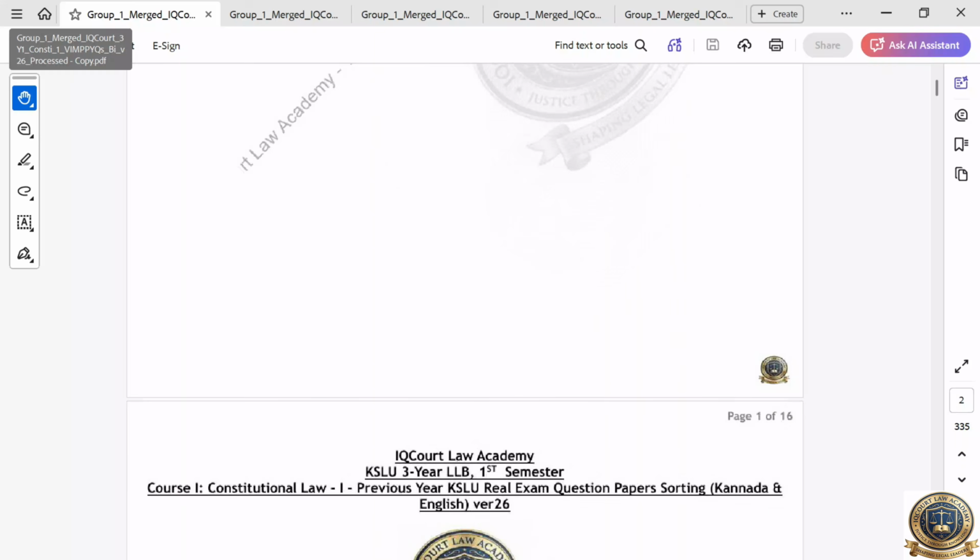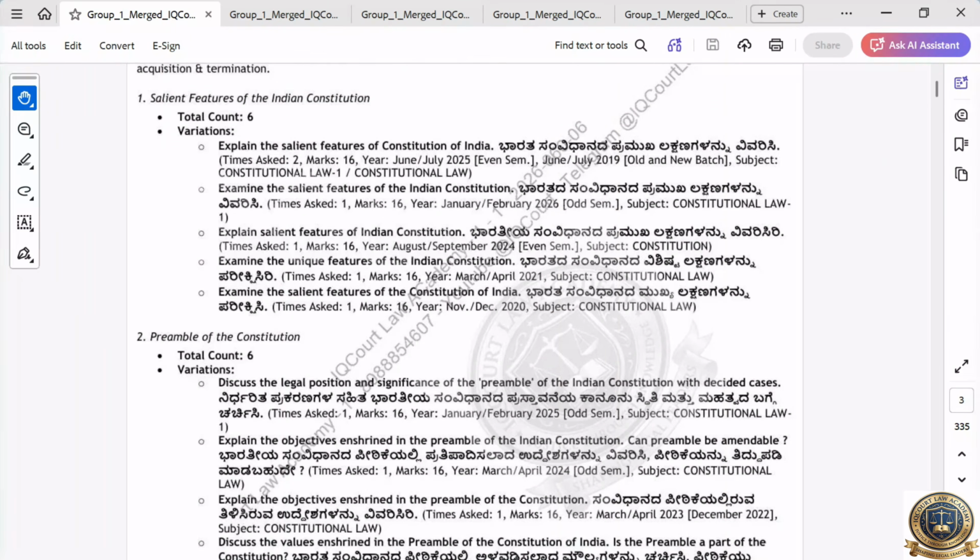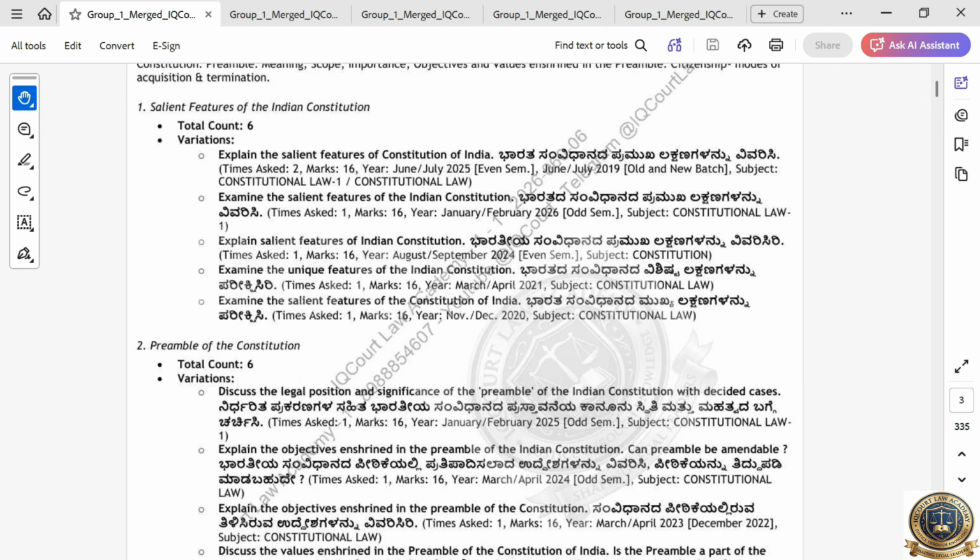All these things we have prepared with the research-based study materials we are providing at IQCourt Law Academy. We are going to transform the way KSLU students are studying and the way they understand the concepts. One of the students told me that the way we explain the concepts in the study materials is very unique, very useful and very easy to understand. That is the beauty of IQCourt study materials.